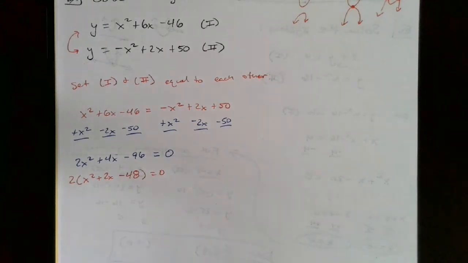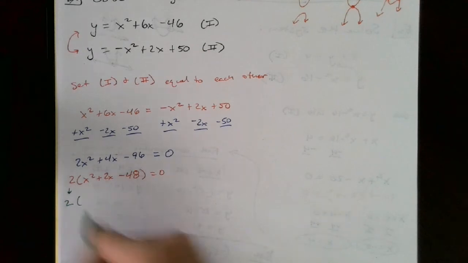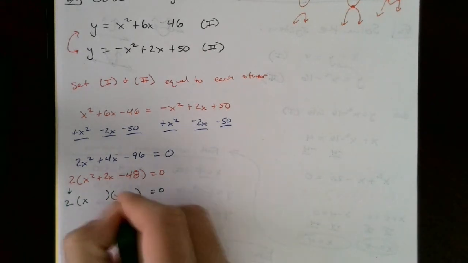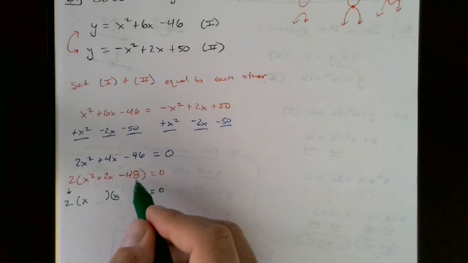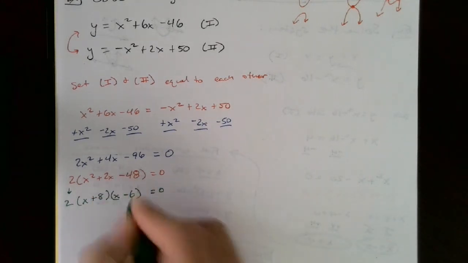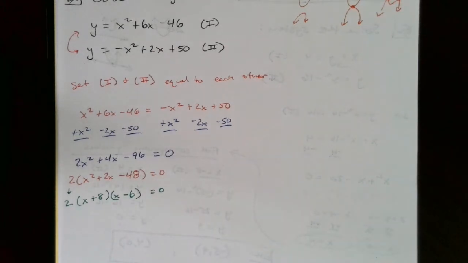And then once I've done that, remember 2 in front just stays 2 in front. Factoring x squared plus 2x minus 48. Two sets of parentheses. We have x times x in the front of them. Multiplies to a negative 48 and adds to a positive 2. It'll be a positive 8 times a negative 6. You should know how to factor this at this point.